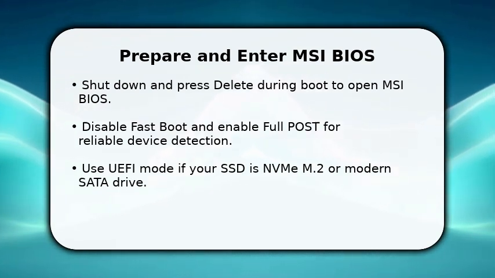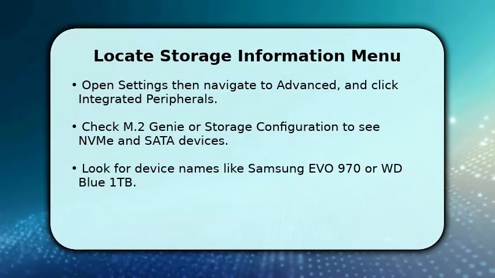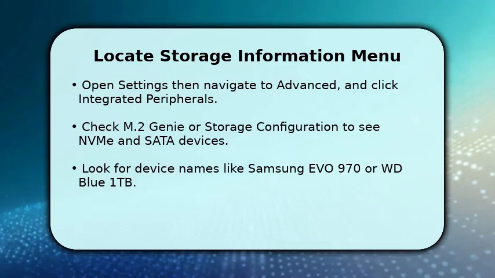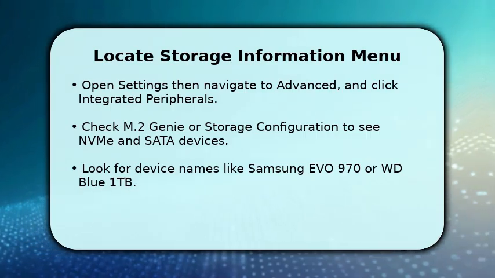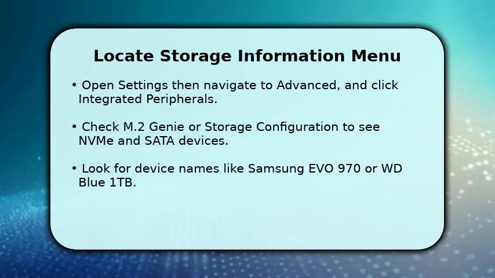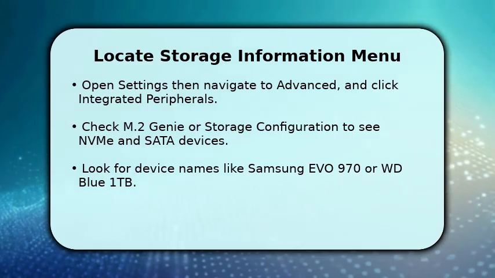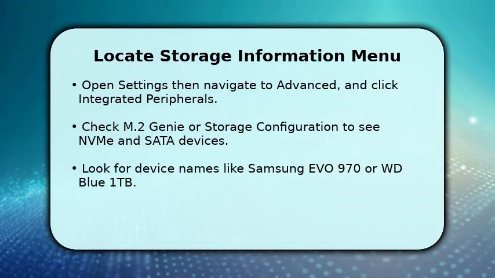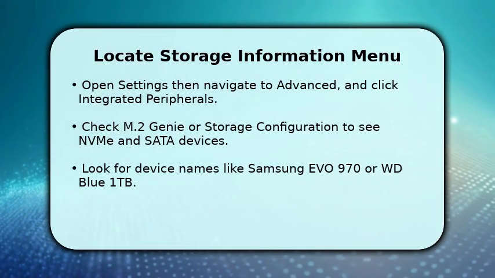From the BIOS main screen, use the keyboard arrows to open the Settings tab. Select Advanced and then navigate to Integrated Peripherals or Storage Configuration. Within that submenu, find M2 Genie or NVMe configuration if present on your board. Check the SATA configuration area to list SATA ports and connected devices.